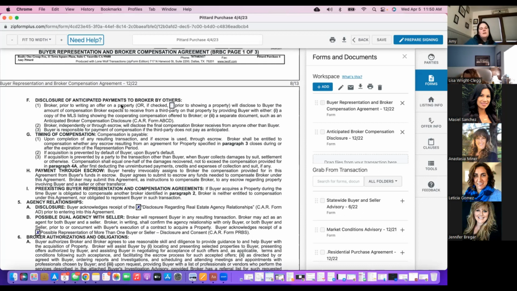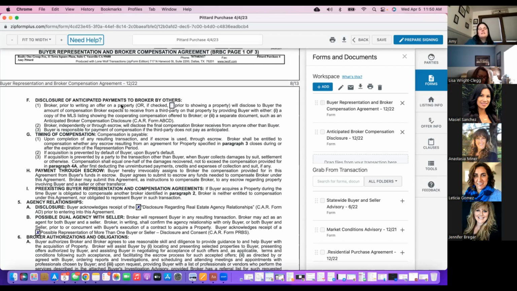If acquisition is prevented by default of the buyer, upon buyer's default, right? So if we're in contract on a property and the buyer defaults, not they cancel under their obligations, but they default on that property, you could still be due commission. And if acquisition is prevented by a party to the transaction other than the buyer, when the buyer collects damages by suit, settlement, or otherwise, compensation shall equal one-half of the damages recovered, not to exceed the compensation provided for in paragraph 4A, after first deducting any unreimbursed payments, credits, and expenses of collection and suit, if any.